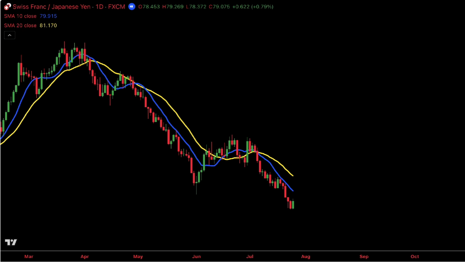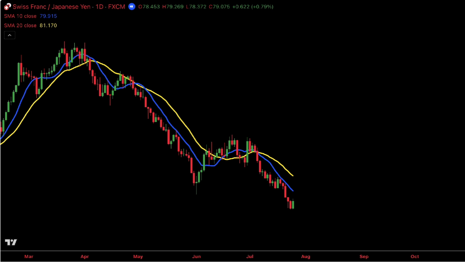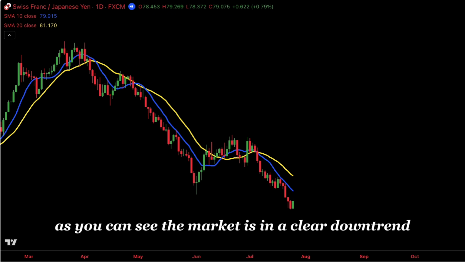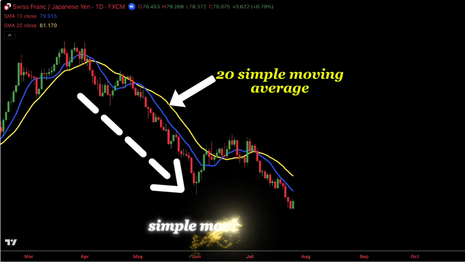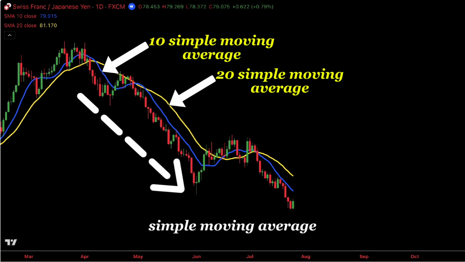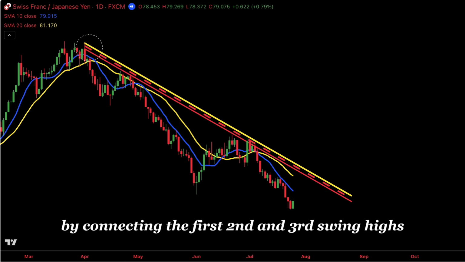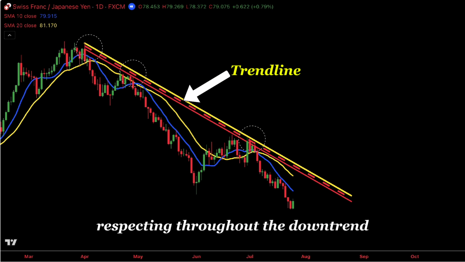The second reversal strategy is based on a trendline breakout combined with a moving average crossover. Let's look at this chart example. As you can see, the market is in a clear downtrend. The yellow line represents the 20-period simple moving average, while the blue line represents the 10-period simple moving average. The first step is to draw a trend line by connecting the first, second, and third swing highs. This gives us a clear trend line that the market has been respecting throughout the downtrend.